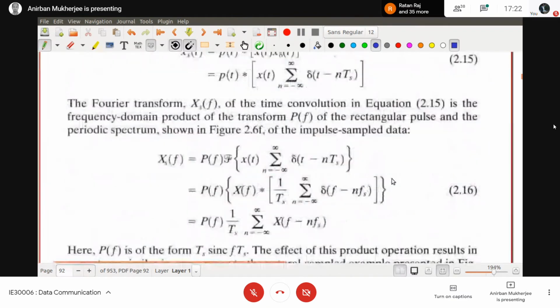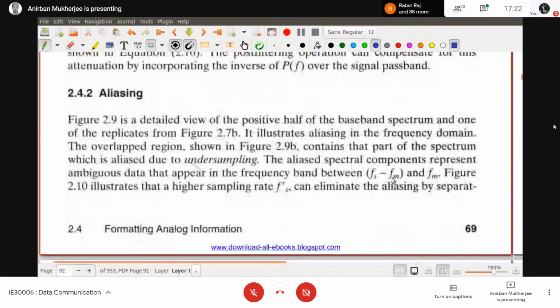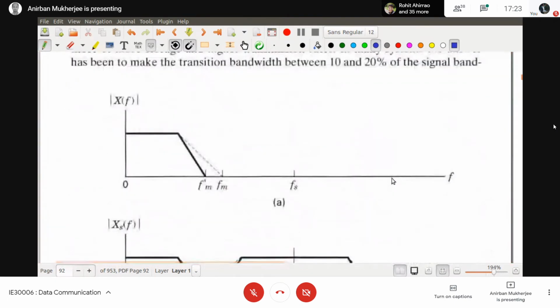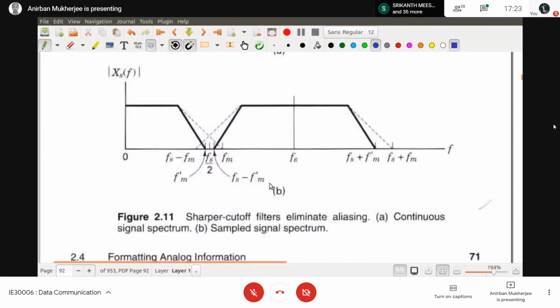So now they are talking about aliasing actually. That means if this is your fs and fm is maybe less than 2fm, or this thing. Generally in this case fs is greater than 2fm, so I don't have any problem. So I can do a filter cutoff, and I can generate the filter in this range, whatever it is.